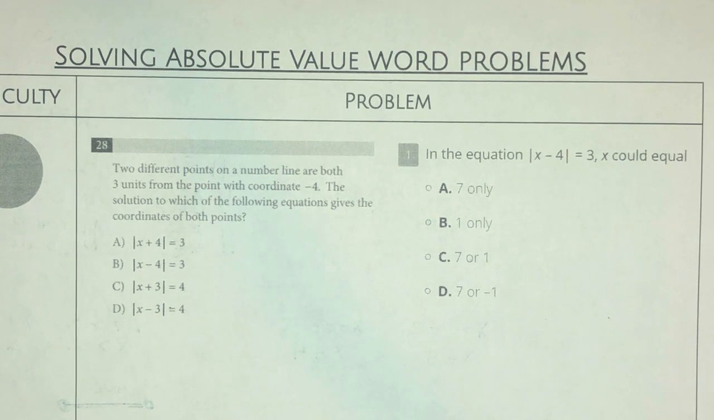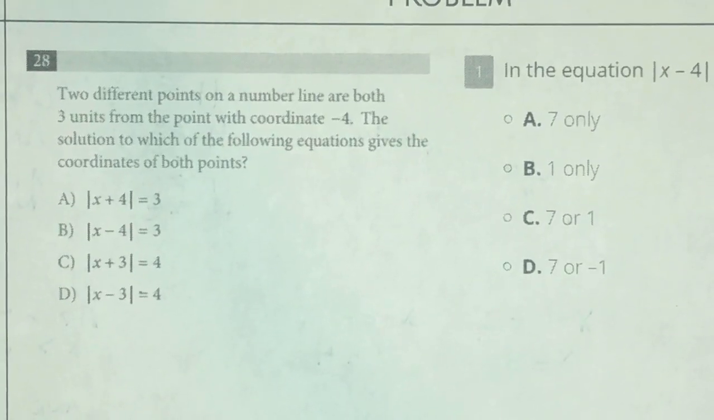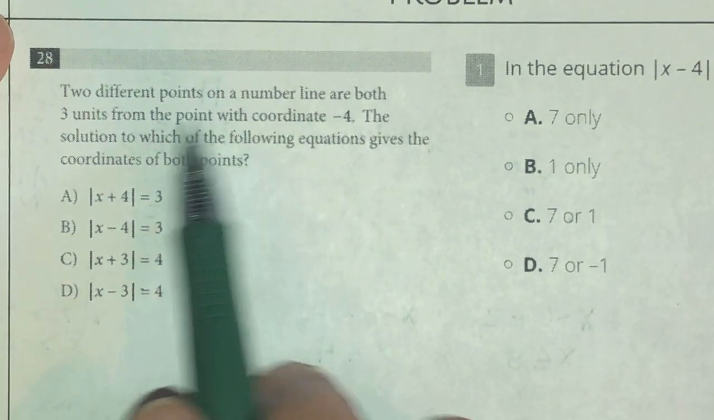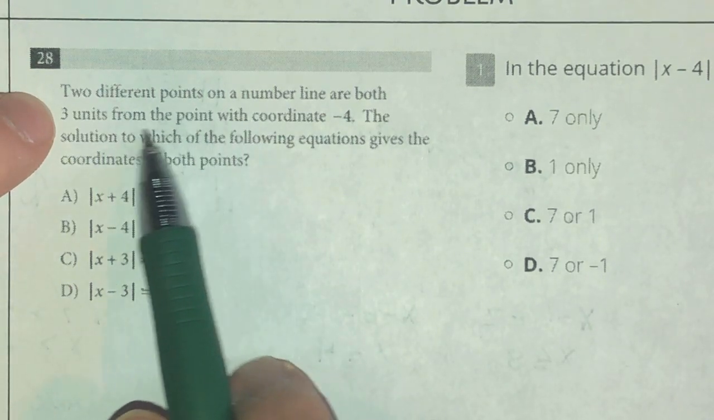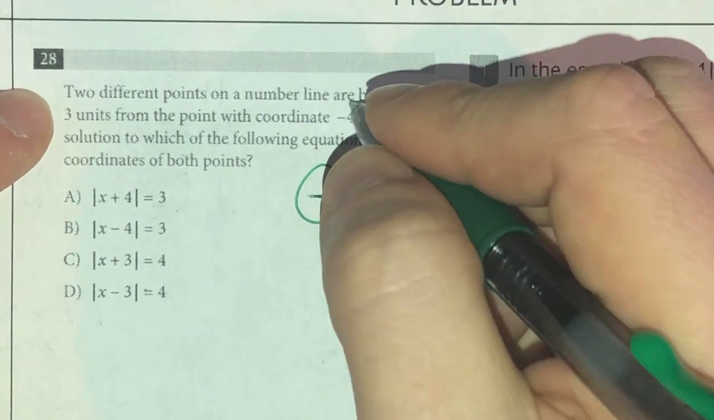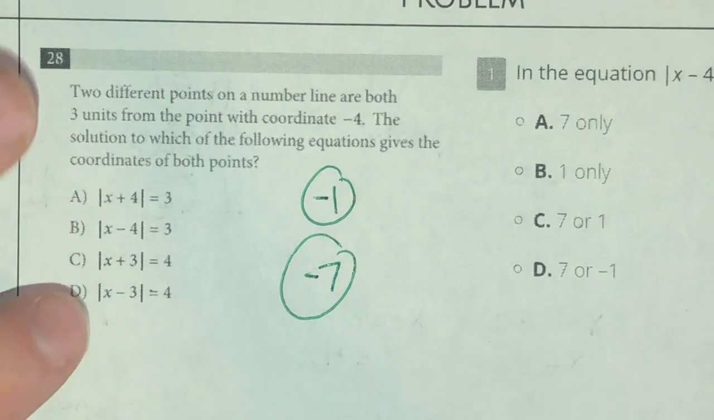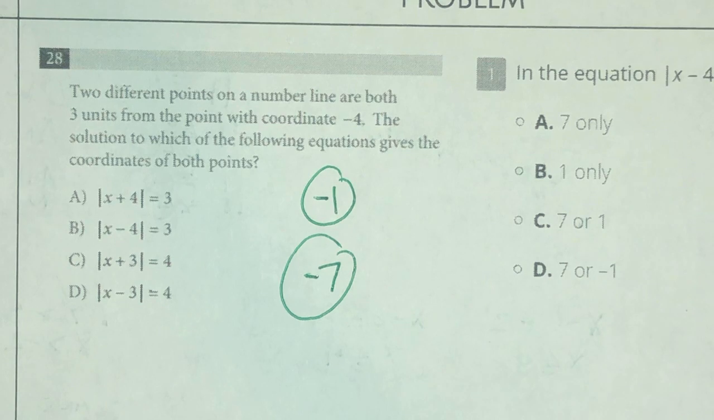Okay, so the first one, and let me just zoom in to get a clearer picture. Two different points on a number line are both 3 units away from a coordinate with a negative 4. Which of the equations gives us the coordinates of both points? Here they are. Let's reason with this. What does 3 units away mean? Negative 1 is 3 units away from negative 4, and negative 7 is 3 units away from negative 4. So those have to make this true.